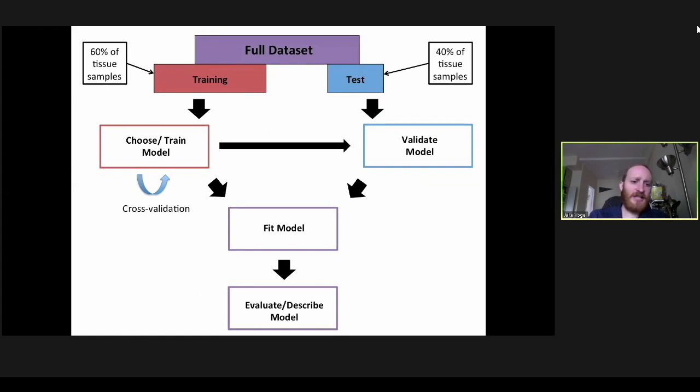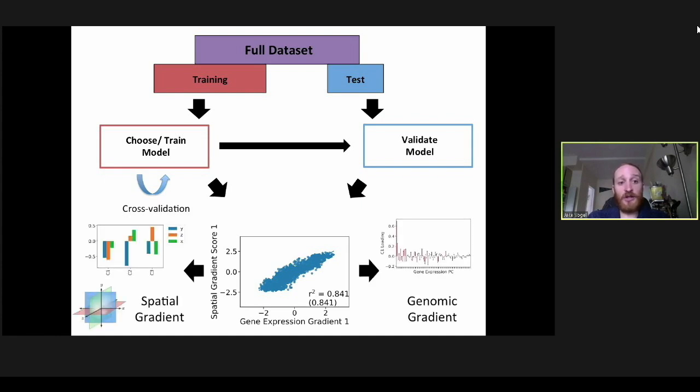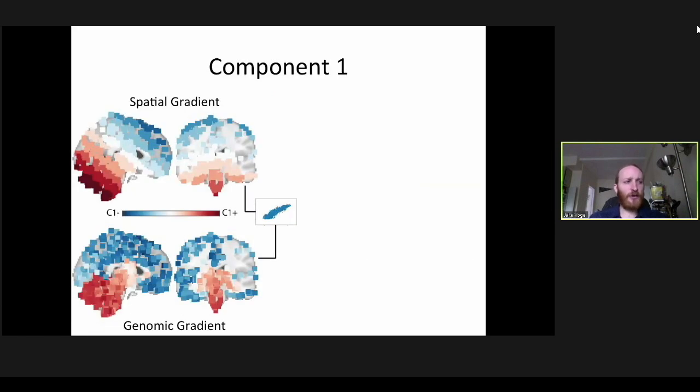So we were satisfied with the generalizability of the model. So we next fit the model to all the data and we decompose it into its spatial and genomic components, so we can sort of describe and evaluate them. So for each one of these components, I'll show you first the genomic gradient at the bottom. So this is the gene expression pattern, and a covariance spatial gradient on top.